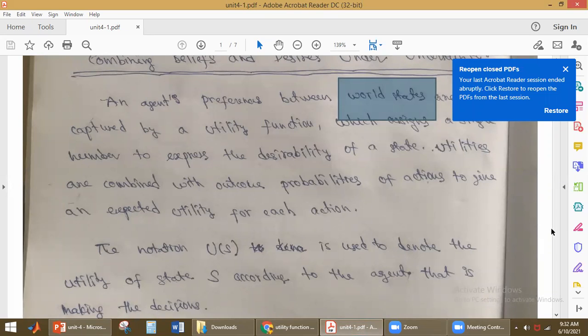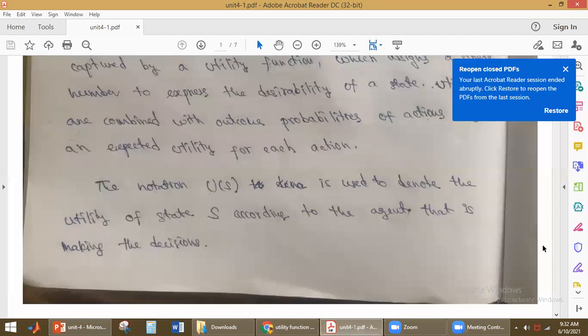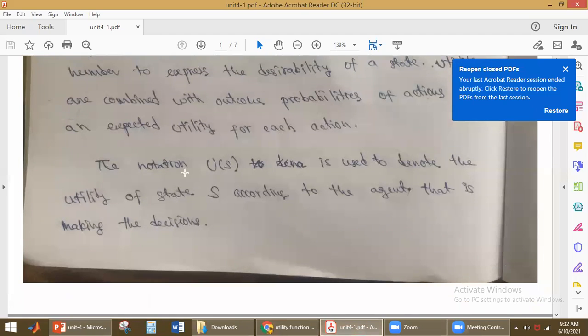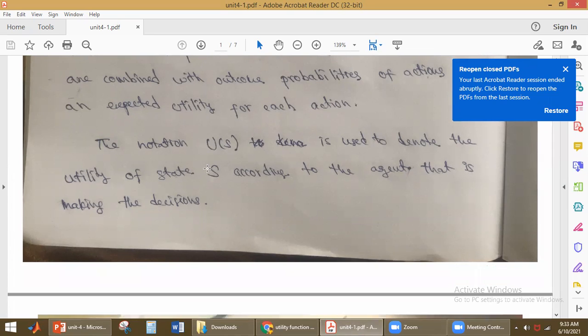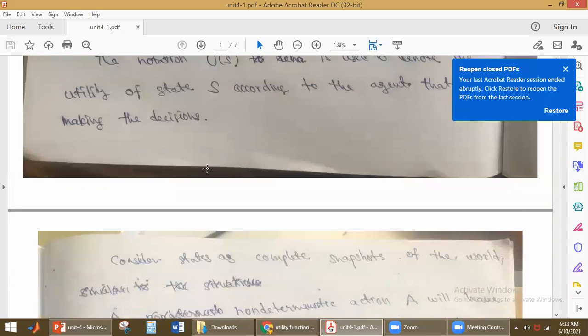Of action to give the expected utility for each action. Like that, we will be finding expected utility. Now, what is the notation we use here? U of S is the notation we use to denote the utility of state S, according to the agent that is making the decisions.